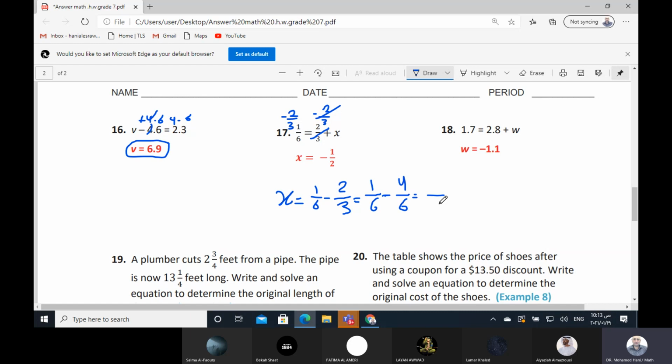Here we have 6, here we have 6, so write here 6. 1 minus 4 will be minus 3. Now we can simplify, divide up by 3, divide down by 3. So x will be what? 3 divided by 3 will be 1, and 6 divided by 3 will be 2. And we have minus, so minus 1 over 2. X equals minus 1 over 2.